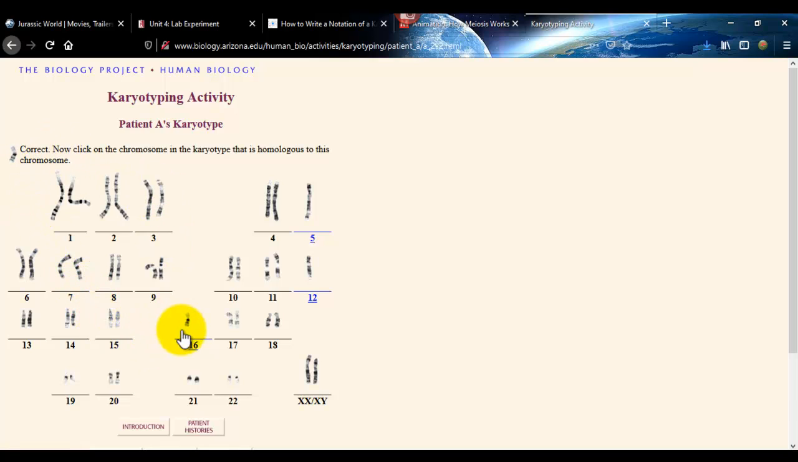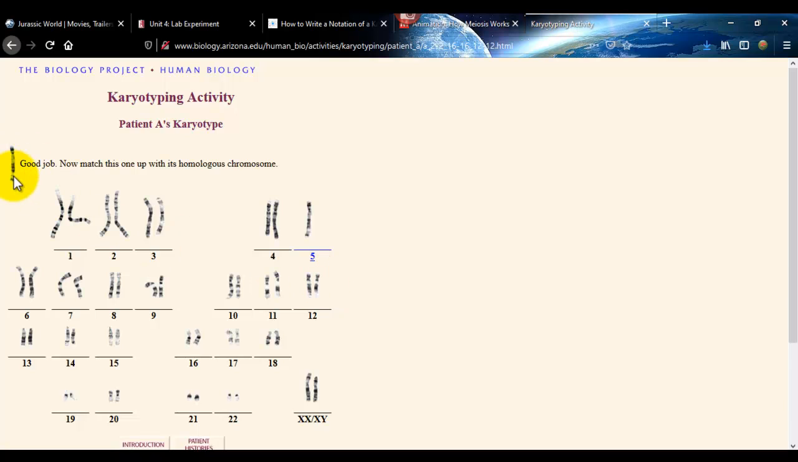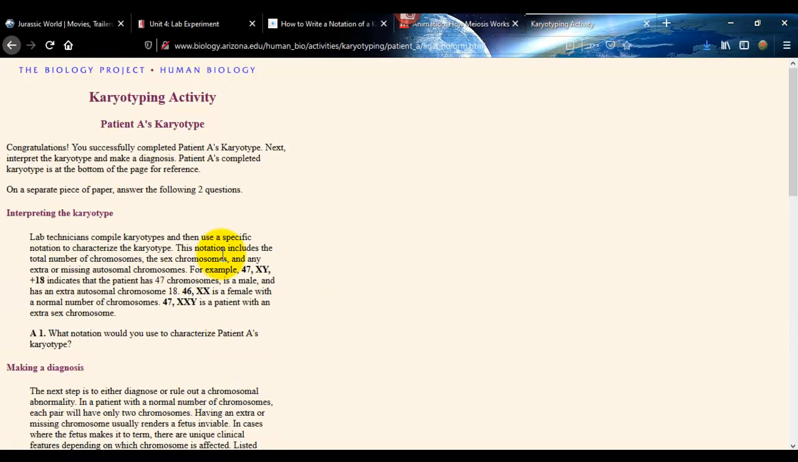That guy looks like this one. There we go. This one looks like that one. This one, okay, it looks like a number 5, so I'm going to click on that. It says, now that you've paired up all the chromosomes, where does this extra chromosome belong on the karyotype? Okay, and they've actually underlined the numbers with blue. Let me see here. Let me click on that again. There it is. So I did good. The writing is very small. It says, congratulations, you successfully completed the patient A's karyotype.